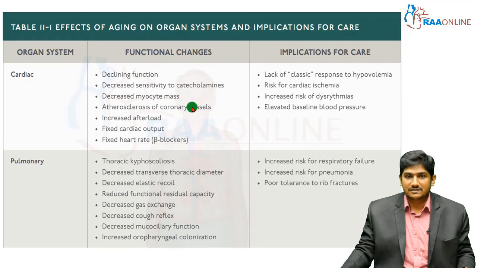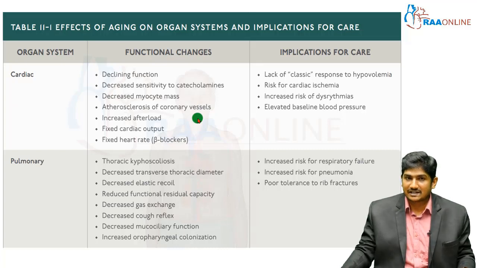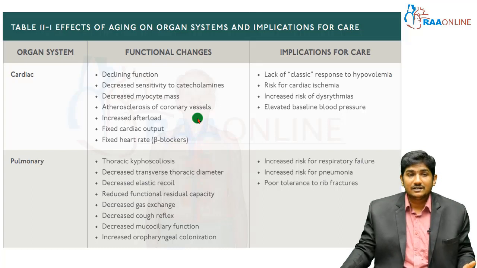So these are the effects of aging on organ systems and implications for care. In the cardiac system, usually the cardiac function declines: the ejection fraction can decline, the patient can have diastolic cardiac failure, and the systemic vascular resistance and pulmonary arterial pressure can go high, right? So basically the cardiac reserve is going to be very low. Moreover, the myocardium itself will have decreased sensitivity to catecholamines, and the overall myocyte mass will be less. The coronary vessels can develop atherosclerosis, and because of all these things there will be increased afterload, that is, the pressure against which the left ventricle has to pump is going to be high.